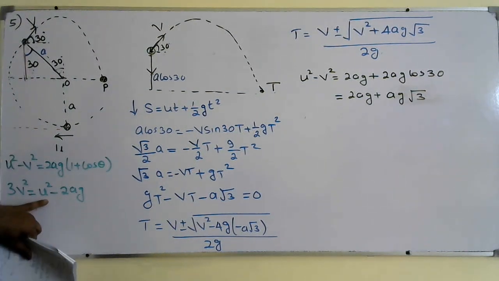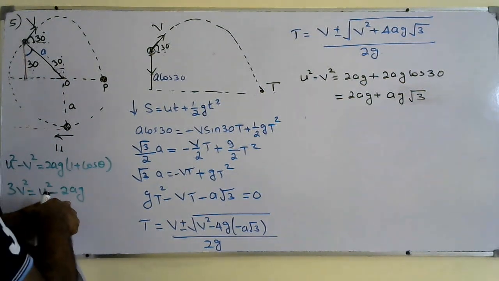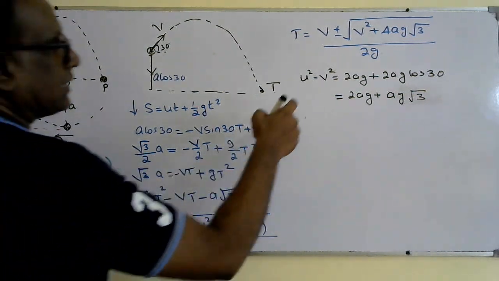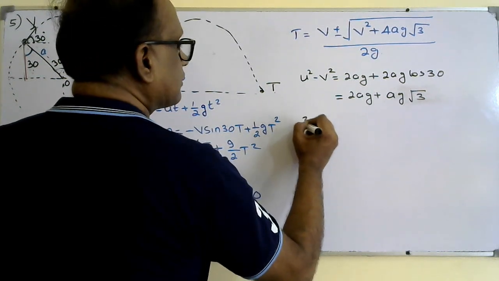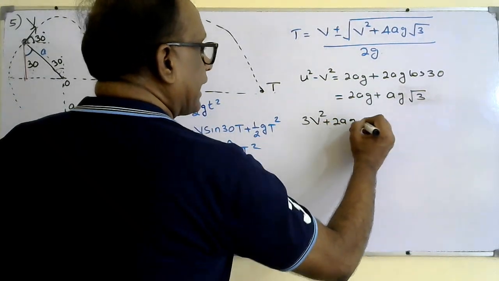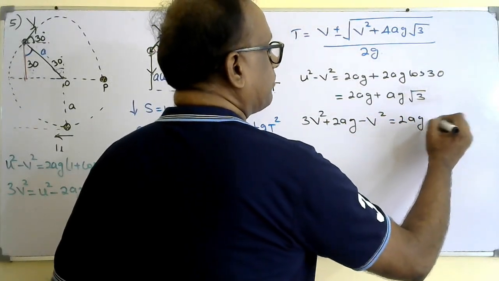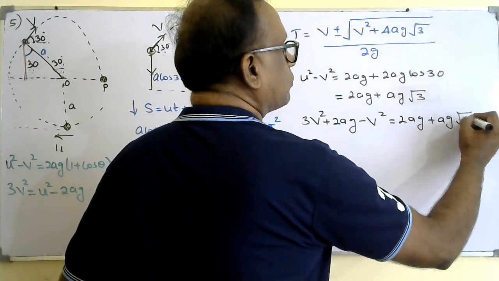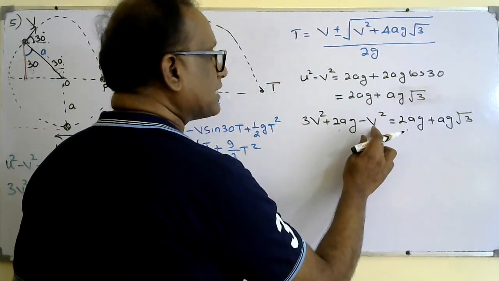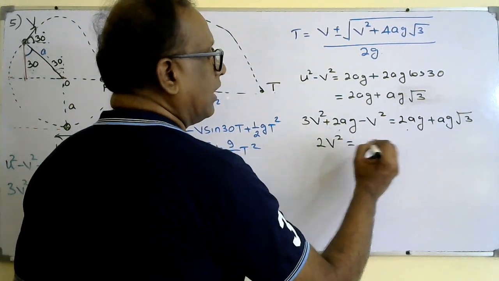Okay, so from this u squared, instead of this u squared I can substitute 3v squared plus 2ag. So 3v squared plus 2ag minus v squared equal to 2ag plus ag root 3. We'll see what we are getting finally. So 2ag will get cancelled. 3v squared minus v squared is 2v squared. So 2v squared equal ag root 3.